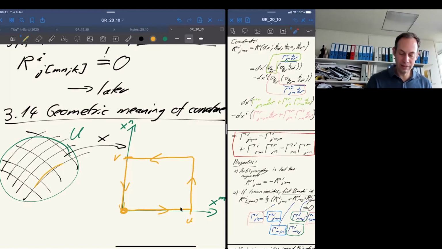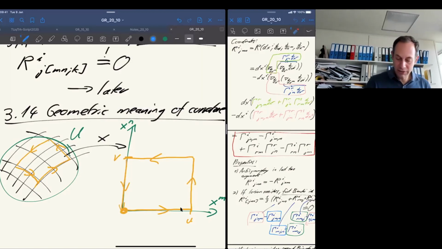And of course, in the manifold, this loop may now look more complicated. So it's something like this. It's now no longer rectangular because the manifold may be curved.